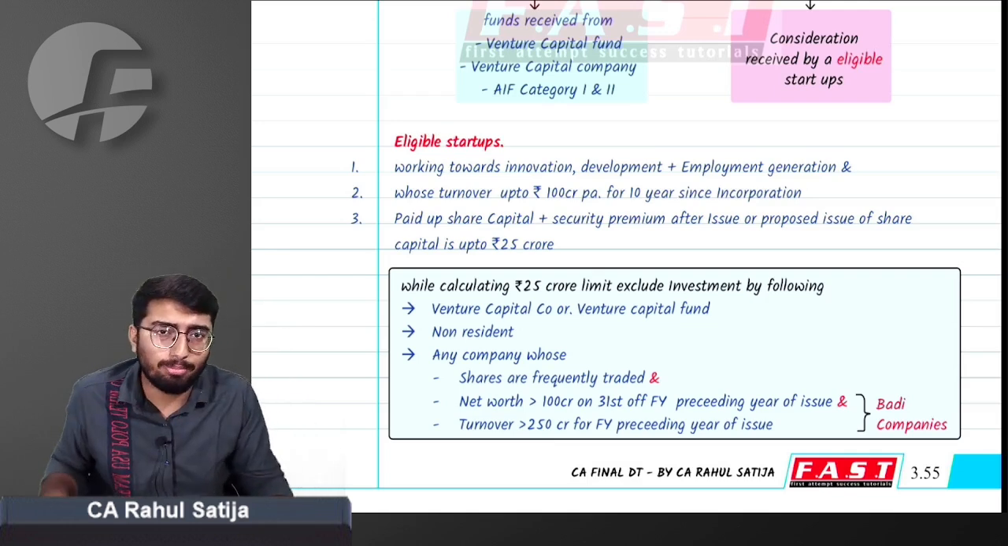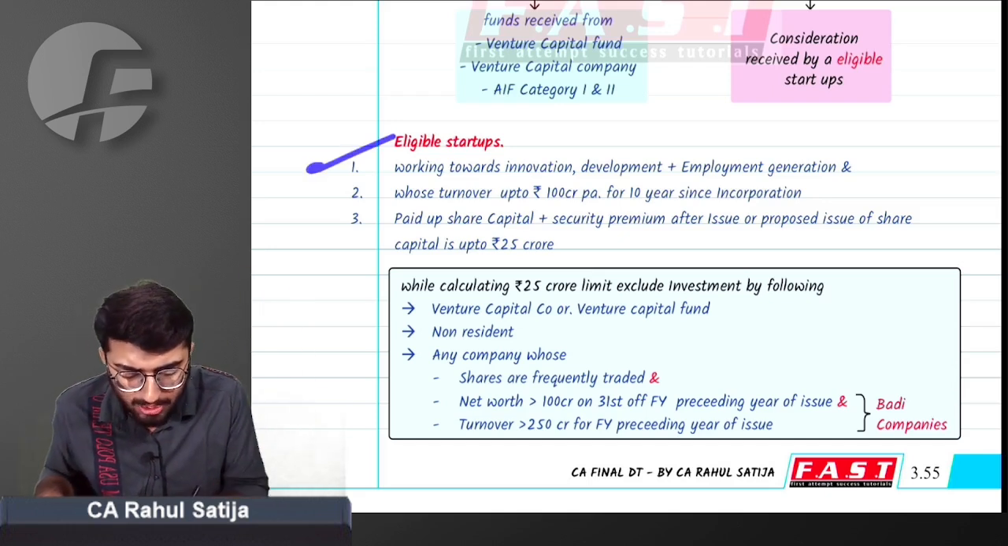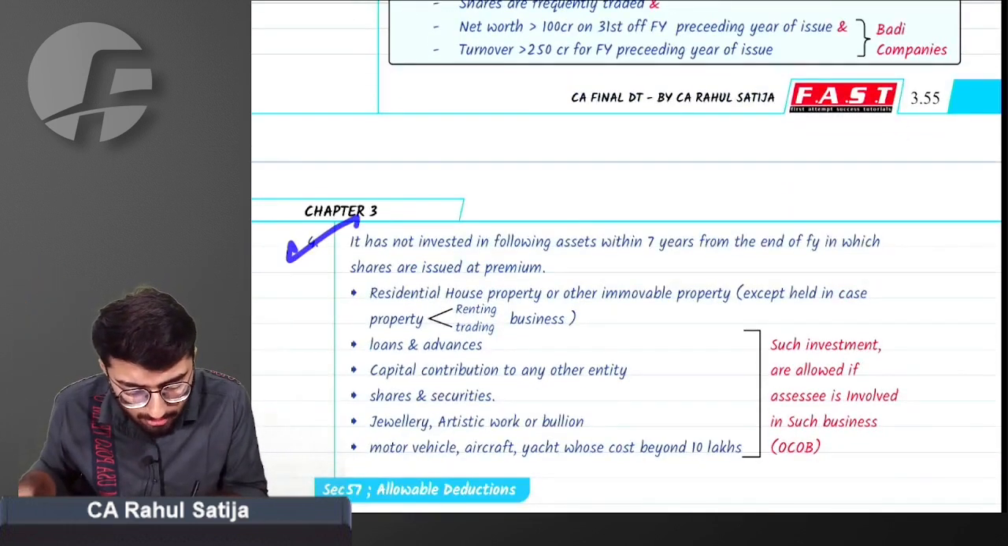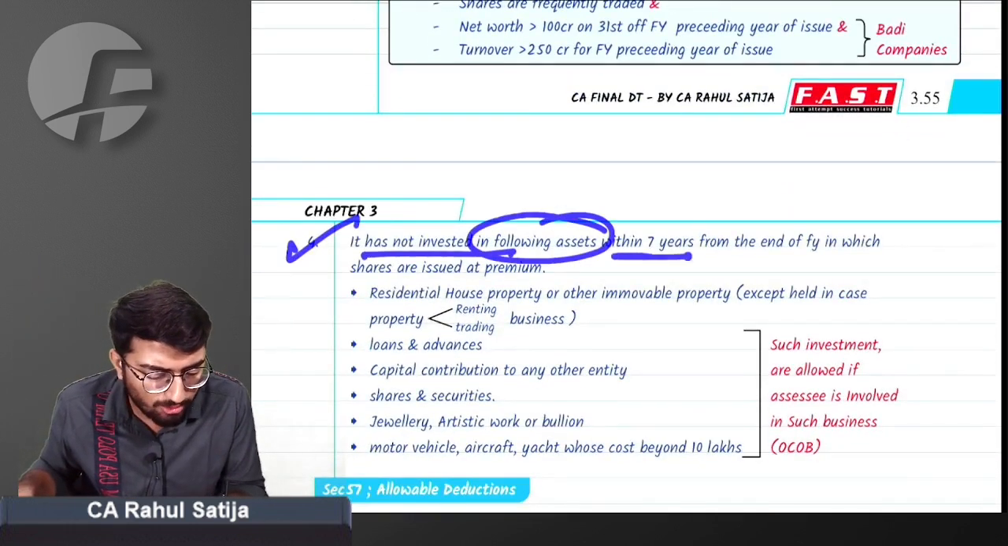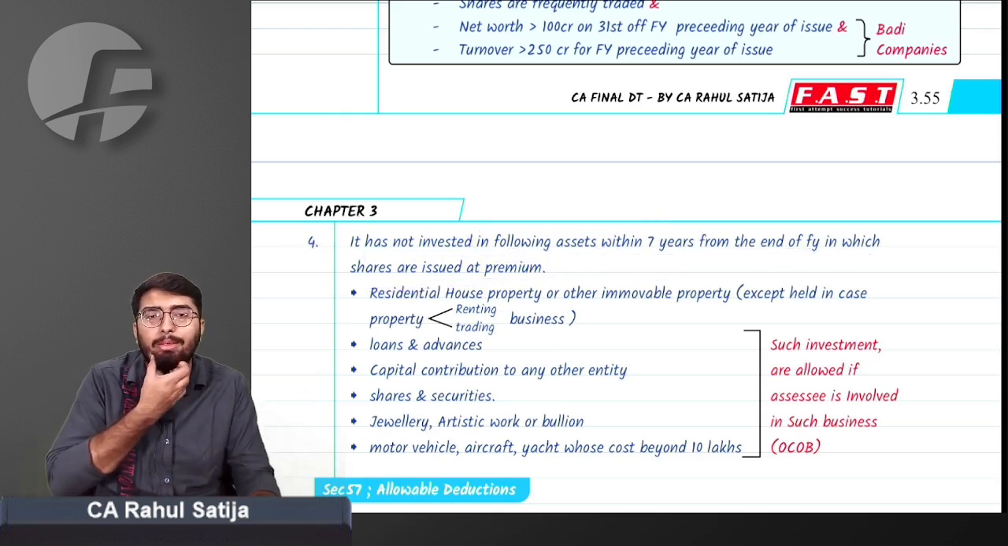Did you get this point? What is a big company? What is an eligible startup? Plus, sir, the fourth condition. This was the first condition, this was the second condition, this is the third condition. The fourth condition states that an eligible startup shall not invest in the following assets within 7 years from the end of the financial year in which shares are issued at premium.